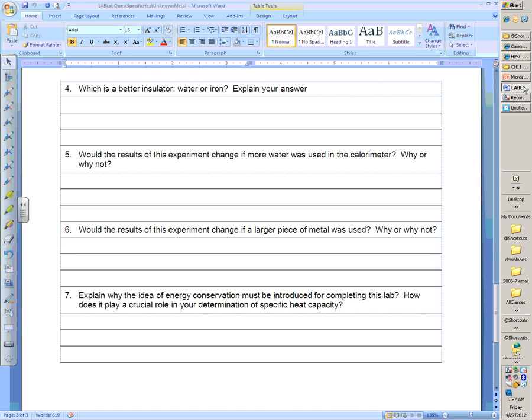Which one is it closest to? Oh. You were actually measuring it. Now you want to compare it to some known values.